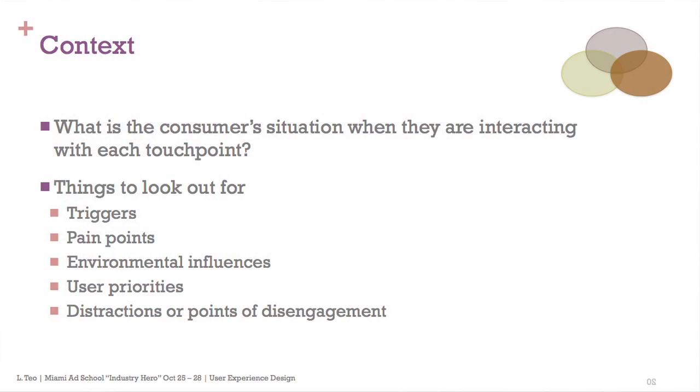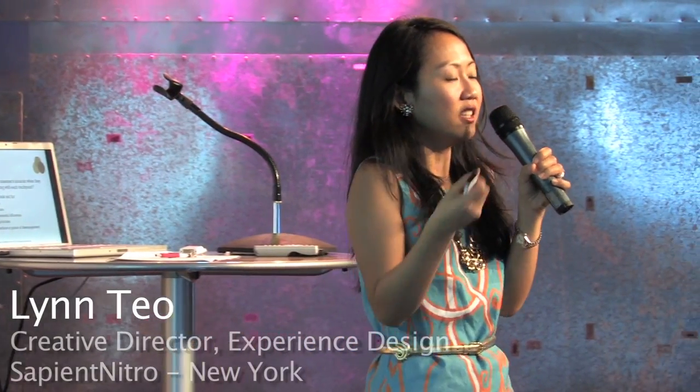And the last one is context. Okay, so what is the consumer situation when they are interacting with each touch point? So again, I've pared it down to 5 things. Here are the 5 things to look out for. What are the triggers? Now, consumers may have different triggers that lead them to a particular action.